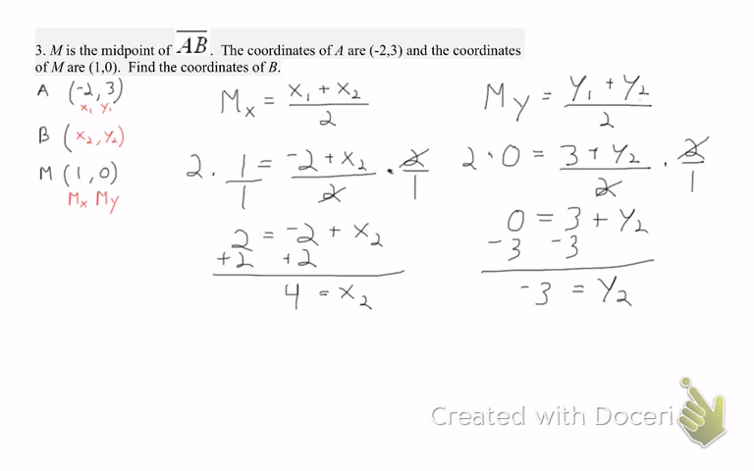So if we were to write this, we can see that point B is at the coordinate 4, negative 3.